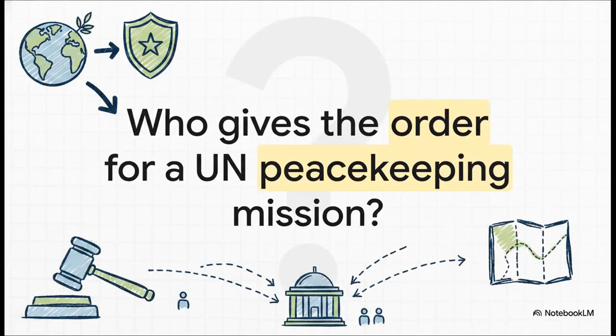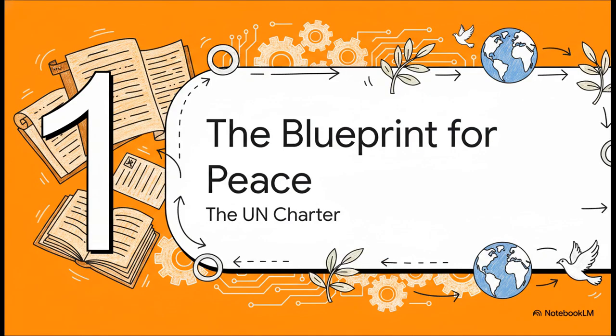So where does it all even begin? When a crisis breaks out somewhere in the world, who actually has the power to stand up and say, go? It seems like a simple question, right? But the answer reveals the entire top-level architecture of international peace and security. And to get that answer, we've got to start at the very beginning, with the foundational document that gives the United Nations its entire purpose and its power.